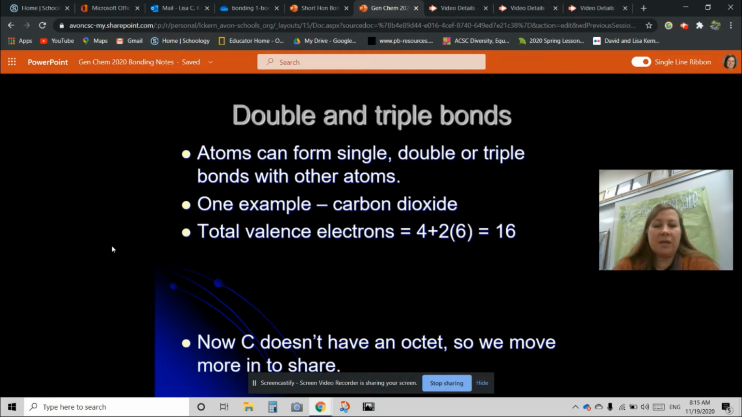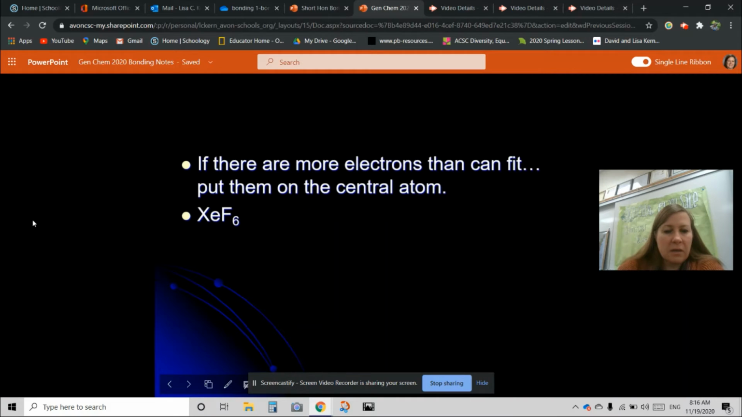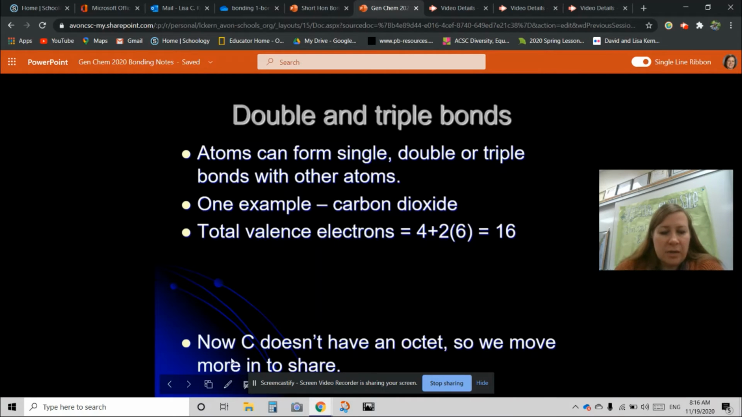Atoms can form single, double, or triple bonds with other atoms. So one example would be carbon dioxide. Let's see if I can draw this here. Let's try this. So we're going to have carbon dioxide. So our total valence electrons will be 4 for the carbon. Of course, dioxide means 2 oxygens. And each oxygen has 6 valence electrons. So I need 16 dots.